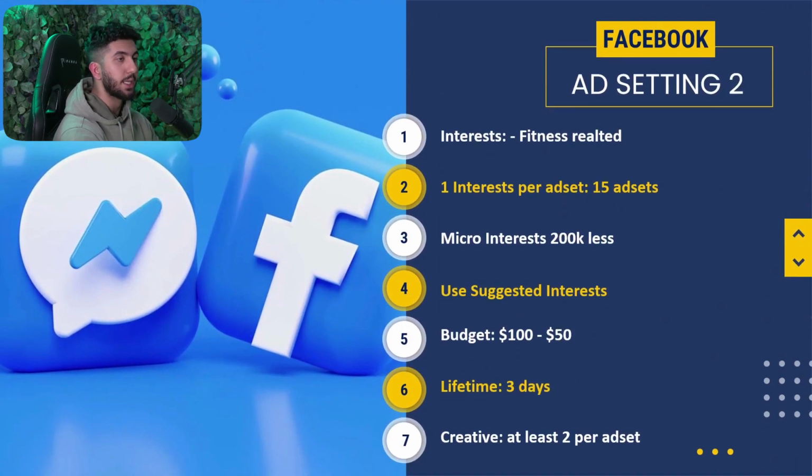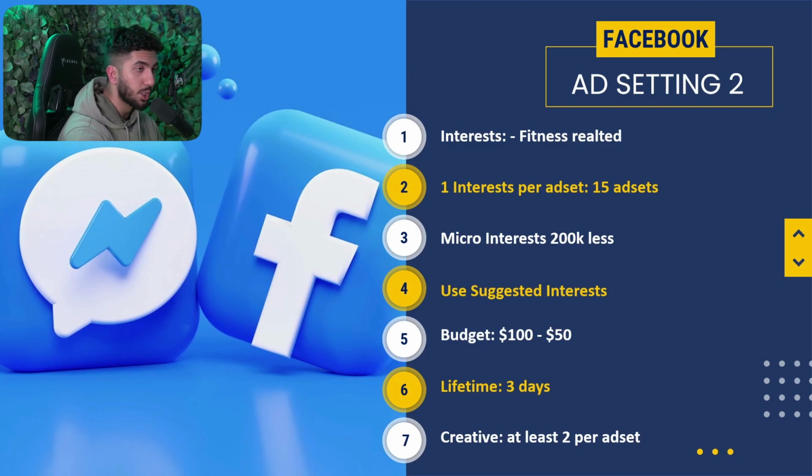Okay guys, so the next one is the interest should be fitness related, and it really doesn't need to be, but at the beginning when your pixel doesn't have that much data, I recommend you do this, because you want to narrow your audience as much as you can. So you want to find those audiences much faster and train your pixel better as well.